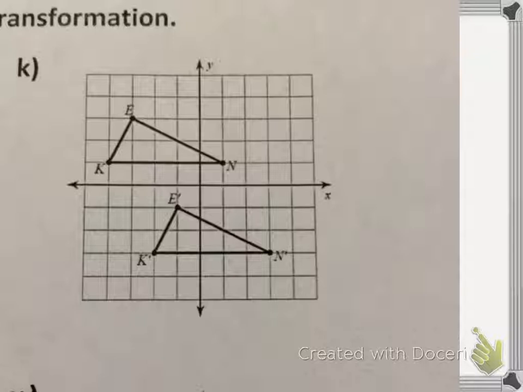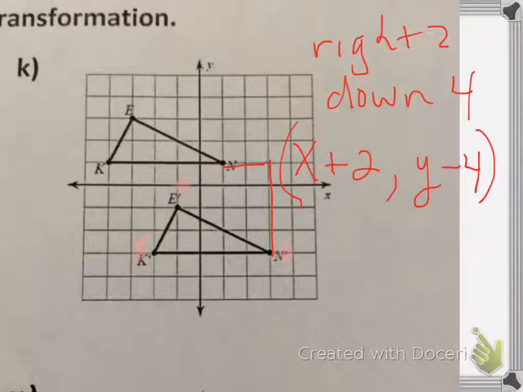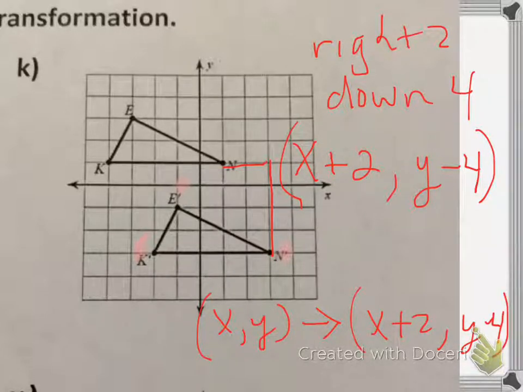So we're starting with our original, moving to our prime. If you see the little prime marks on these, this tells us it's our new one. So how did we get from n to n prime? Well, we went right 2 and down 4. So right 2 would be our x's. We added 2 to them. And our y's, because we went down, we subtracted 4. So my original ordered pairs, x and y, changed to x plus 2 and y minus 4 for my rule.